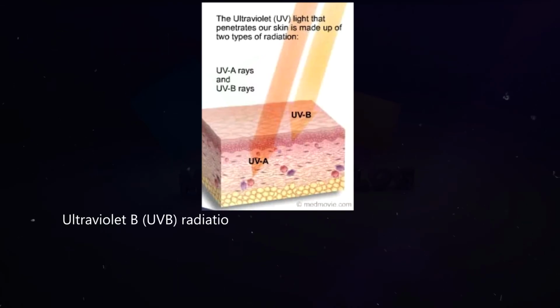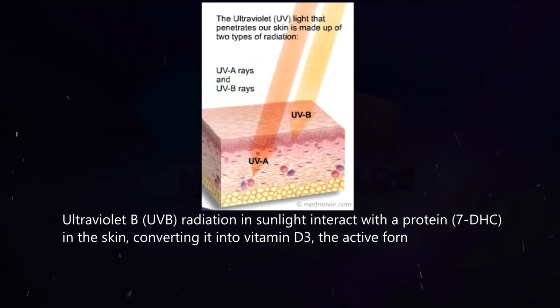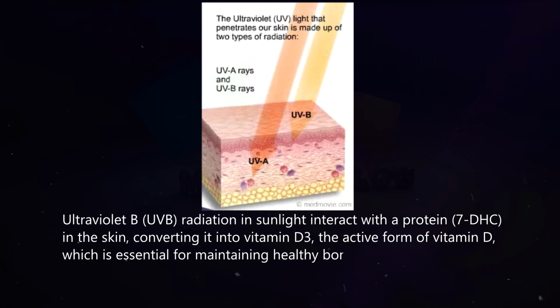Ultraviolet B or UVB radiation in sunlight interacts with protein in the skin, converting it into vitamin D3. The active form of vitamin D is essential for maintaining healthy bones and teeth.